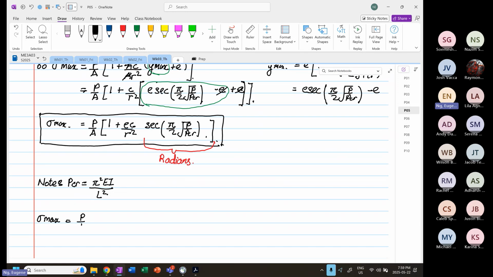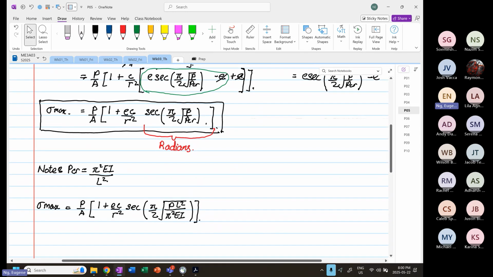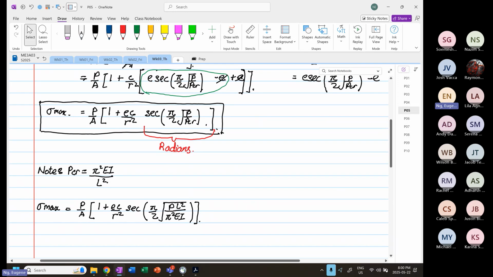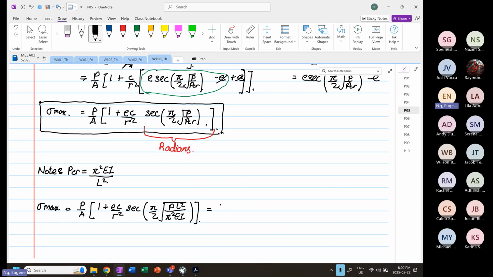So this is equal to P over A, so 1 plus EC over R squared secant. And then you have pi over 2. And then you have square root P. And then you will have pi squared EI. And then you have L squared. Okay. So as I said, sometimes you will see this expression in this form. And then I'm going to tidy this up for all of us. So this is P over A.